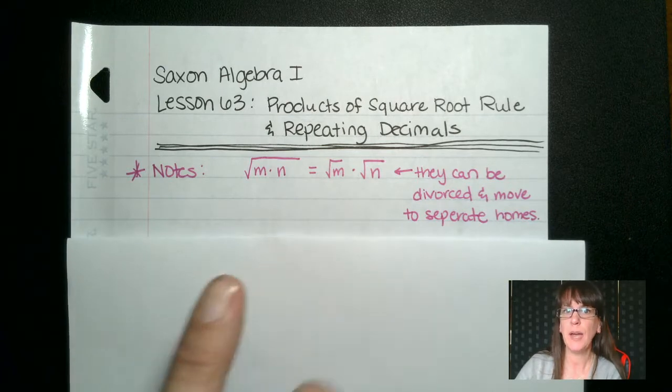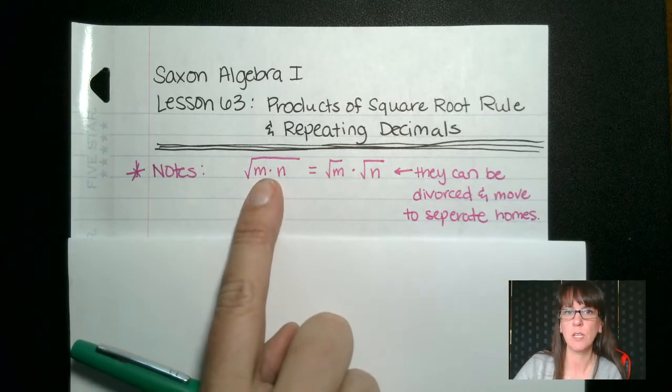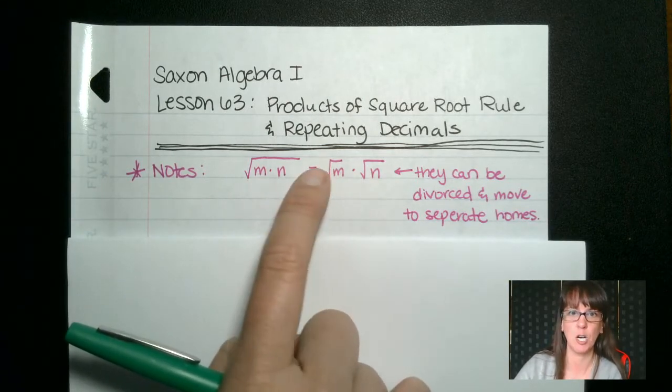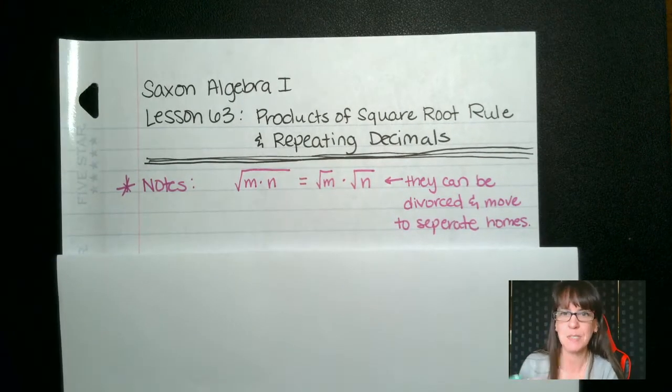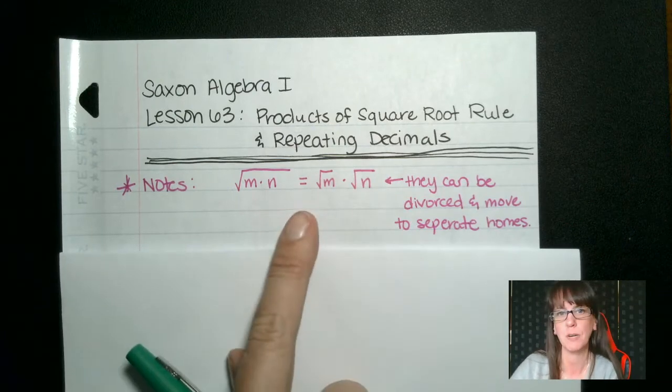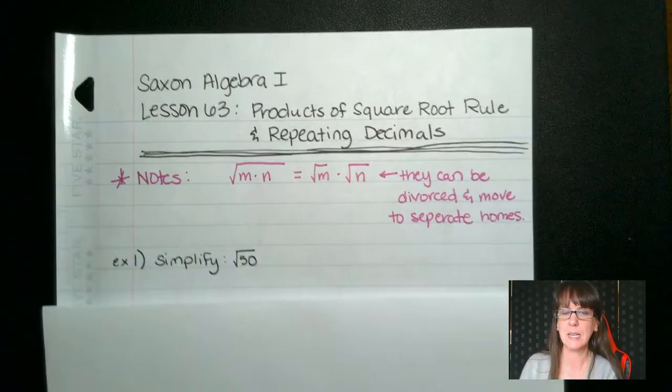So if you have something under the same radical, you can break them up and put them into separate homes like this. I say give them a divorce, put them into separate homes. That's totally allowed. Sometimes it's helpful to do that, sometimes it's not. But make sure to write that in your notes. So for example, this guy right here.